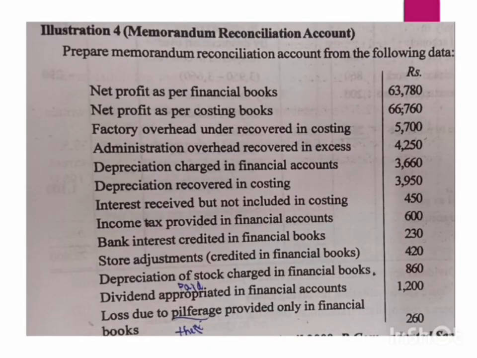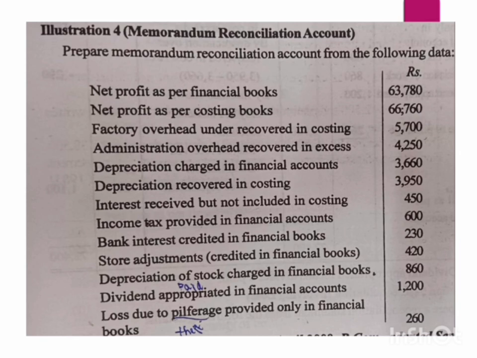Prepare a memorandum reconciliation account from the following data. Net profit as per financial book is rupees 63,780. Net profit as per costing books is 66,760. Factory overhead under-recovered in costing 5,700. Administration overhead recovered in excess 4,250. Depreciation charge in financial account is 3,660. Depreciation recovered in costing is 3,950.